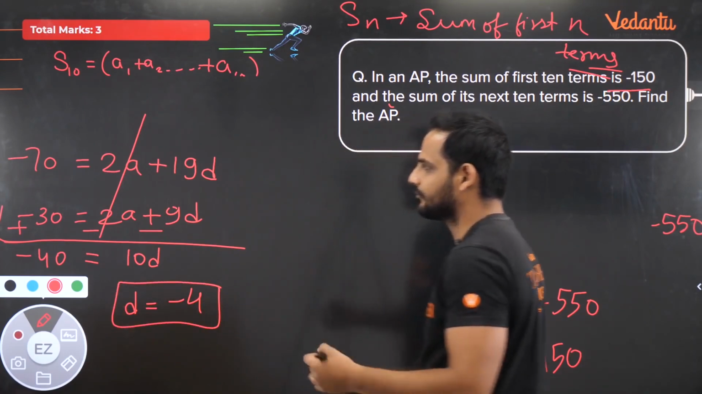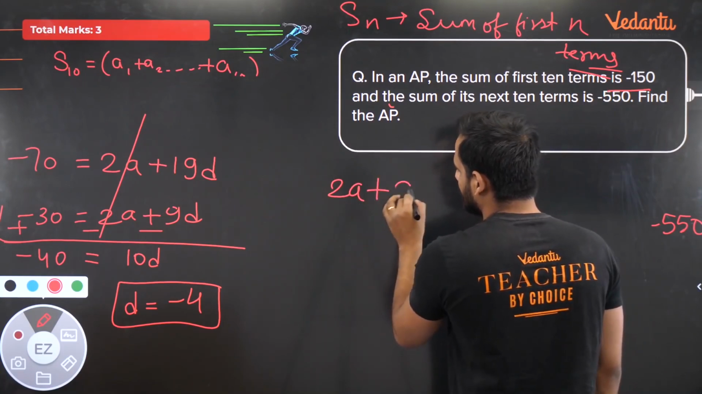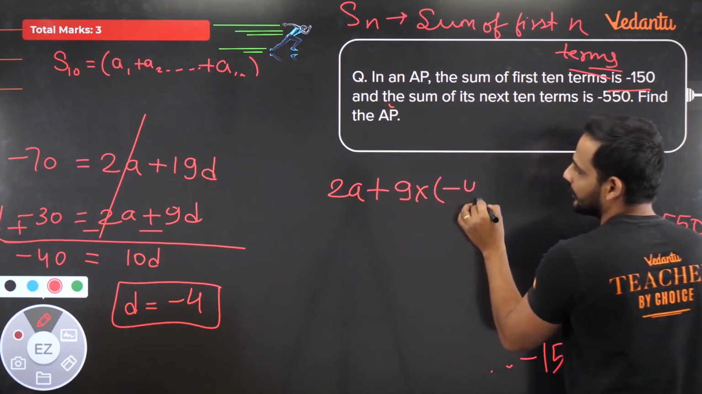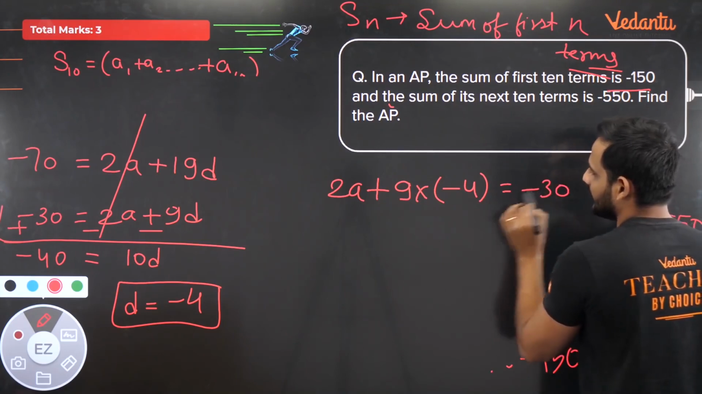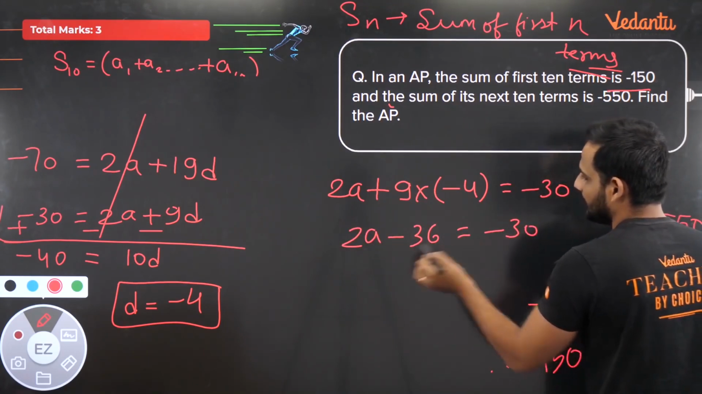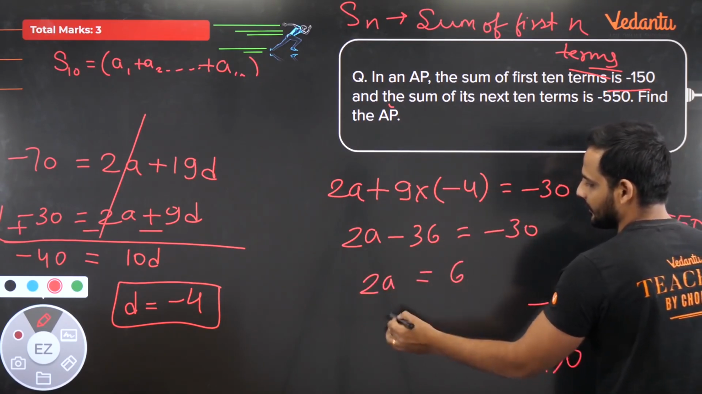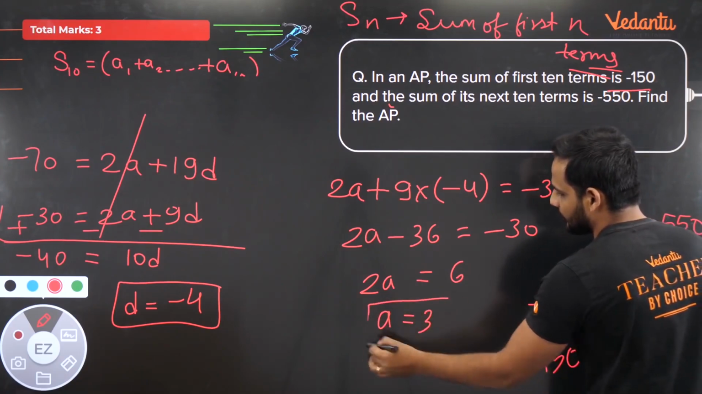If d is equal to minus 4, put it in any of the equations. Let us say you put it in the first equation. 2a plus 9 into minus 4 is equal to minus 30. So you have got 2a minus 36 is equal to minus 30. Minus 36 shifted there will become plus 36, which is 36 minus 30. So a is equal to 6 by 2, which is equal to 3.